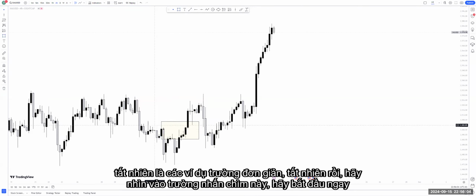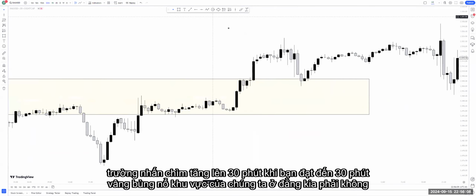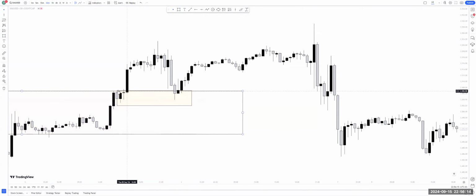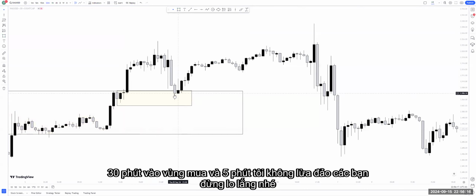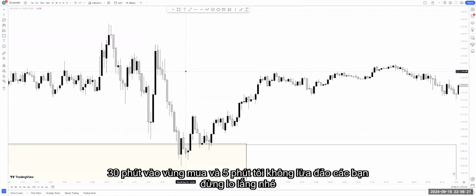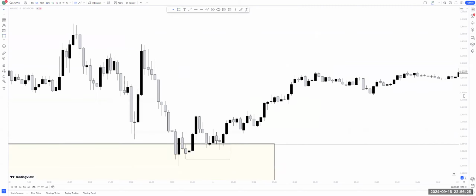Look at this engulfing field. Get into this engulfing field. Go to 30 minutes. When you go to 30 minutes, boom. Our zone over there, isn't it? 30 minutes. Get into the buy zone, M5. I'm not scamming you guys. Don't worry, man. Look at that.